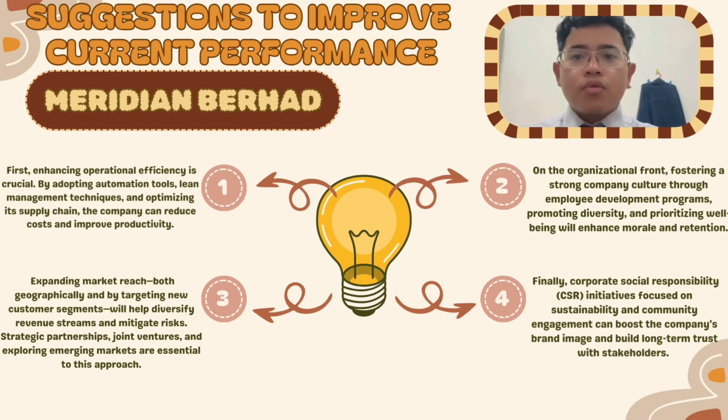Here are the suggestions to improve the current performance of Meridian Berhad. First, enhancing operational efficiency is crucial by adopting automation tools, lean management techniques, and optimizing its supply chain. The company can reduce costs and improve productivity. Secondly, on the organizational front, fostering a strong company culture through employee development programs, promoting diversity, and prioritizing well-being will enhance morale and retention among the employees.